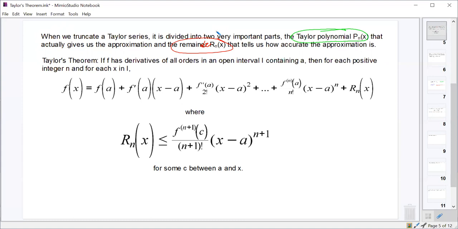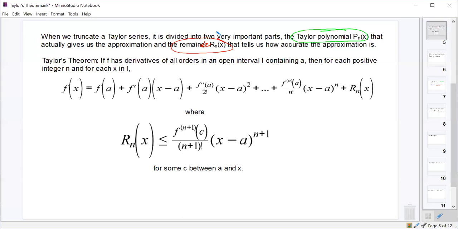Right? And the remainder tells us how accurate that approximation is, like we've been talking about. We truncate the polynomial after 6 terms. Well, the remainder is how much we're off by. That's how inaccurate our approximation is. It's the 7th term on, right?